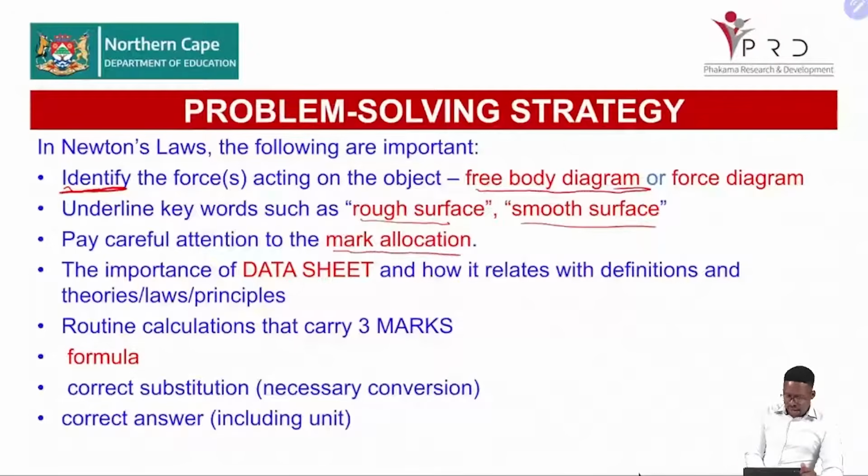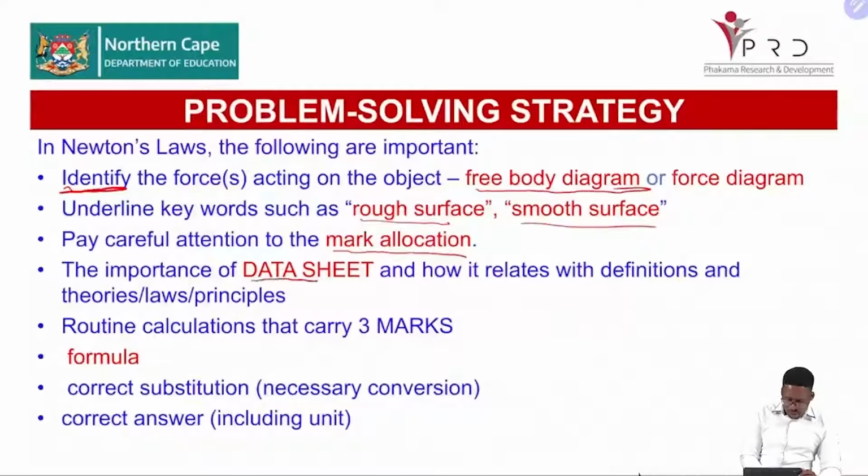I have emphasized the issue of mark allocation. A free body diagram, if it's 4 marks, the examiner is indicating to you that the total number of forces that act on the object, they are 4. If the mark allocation is 3 marks, the examiner is indicating to you that the number of forces that act on the object, they are 3.